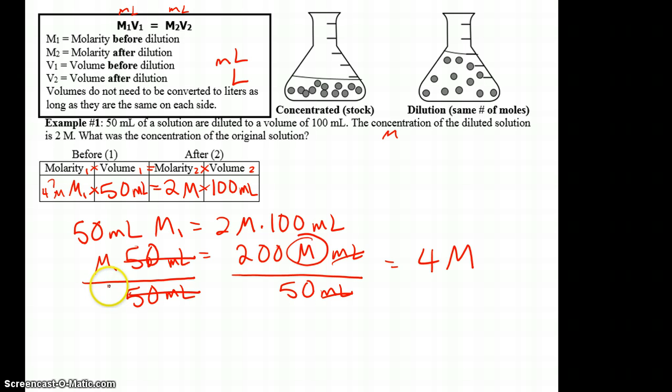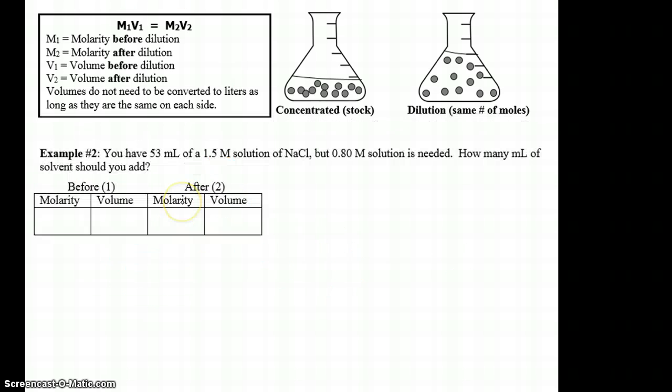Before you call it done, just make sure this makes sense. The concentration before was 4. When we diluted it, it went down to 2, and that should make sense. The second example in your packet is only slightly different. This time you have 53 milliliters of a 1.5 molar solution, but you need 0.8 molar. So when we sort through this information, this would be V1, so 53 milliliters. This would be M1, 1.5 molar. But we need this molarity, so that's M2, 0.80 molar.